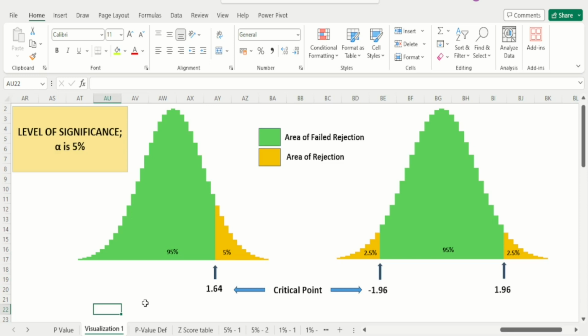That's the idea, basically. Now, with this 5% level of significance, what we do get is the critical point. What's the critical point? The critical point is that value, or that point on the z-score, which segregates the distribution of means into two parts, which is the area of rejection and the area of failed rejection. As you will see on the screen right now, that number is written as 1.64.